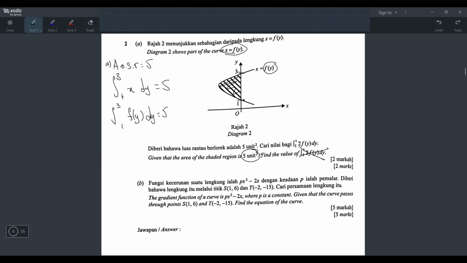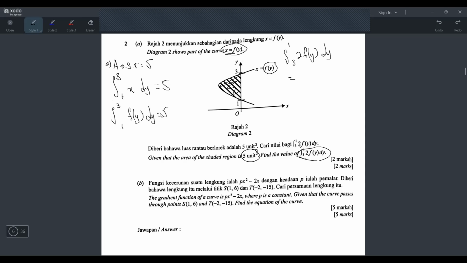After you convert the information jadi ada integral, sekarang baru you tengok apa yang dia nak cari. Now you can look at what they want. So now what they want, integrate 1 to 3 of 2 fy dy. Now you can find this. But if you look at this, we already know integrate 1 to 3 of fy dy is 5, right? But actually it's not 5. It's negative 5. All right?